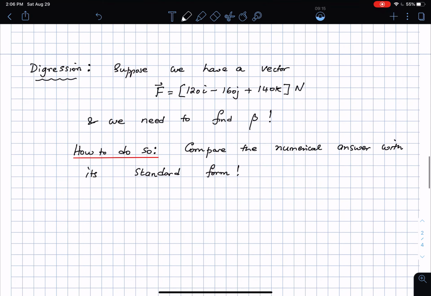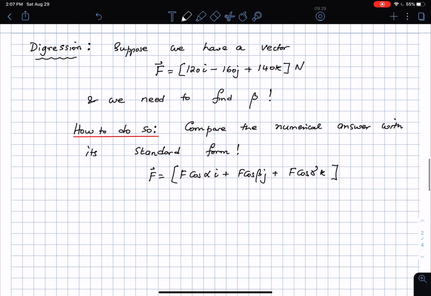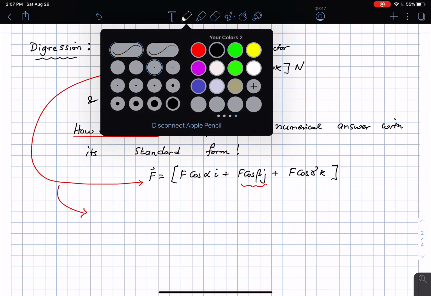Okay, and what is the standard form? F is f times cosine alpha i, cosine beta j, cosine gamma k. Right, and since I need to find only beta, if I do the comparison, it is quite obvious to see that this entire thing will be the same as that entire thing. So if I do the comparisons between these two, I end up getting the following.